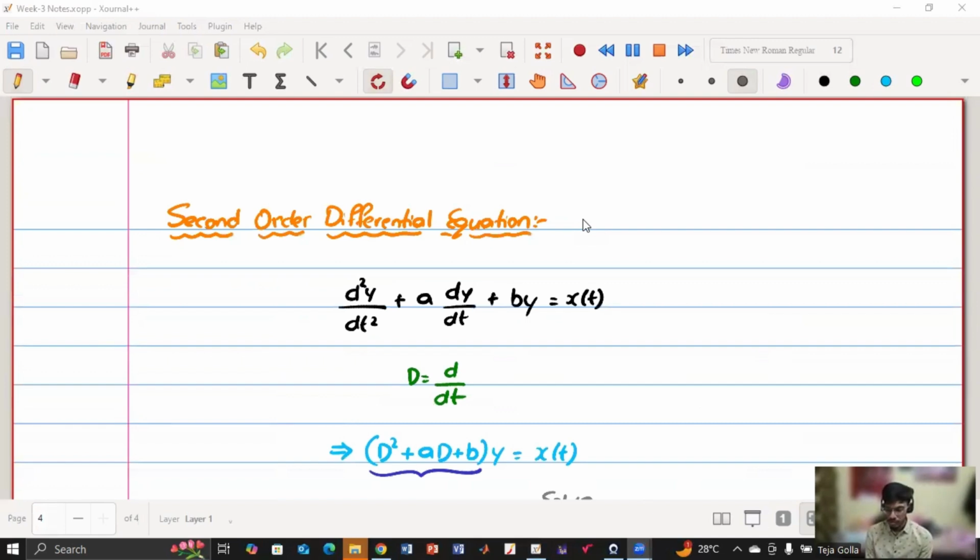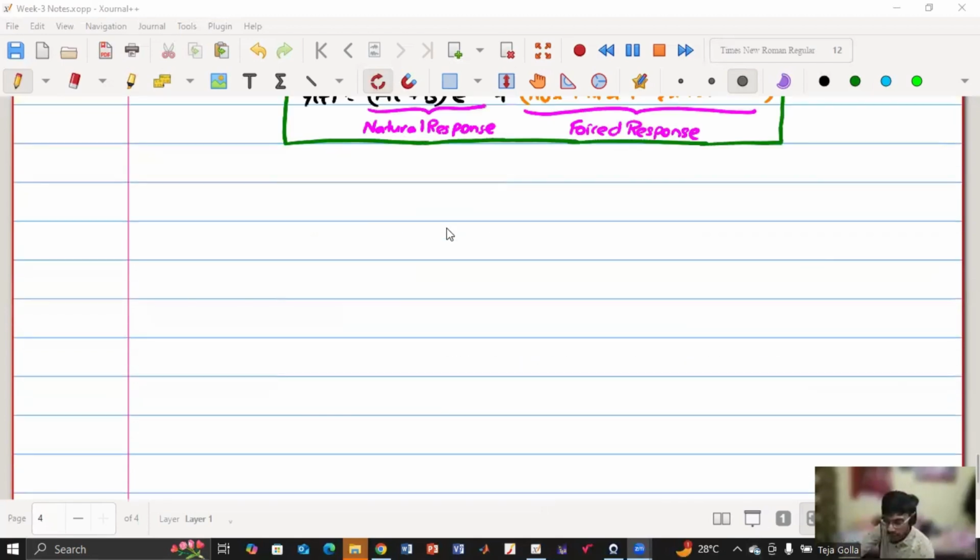Any query, any confusion? No queries? So should we proceed to the nth order differential equation? Everybody? Yes, sir, you can. Okay, okay. So now for nth order differential equation.